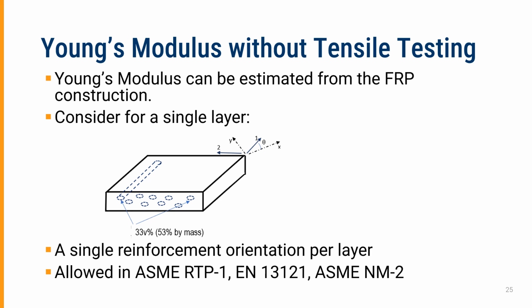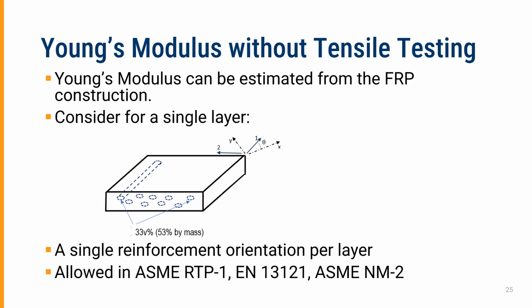So remember, I promised I'd talk about how you can determine Young's modulus without tensile testing. Well, we can estimate it from the FRP construction. I'm going to use a very brief example for a single layer. In this layer, we have glass reinforcement, which is 33% by volume, which is 53% by mass. This is a modest or moderate strength for an FRP layer.